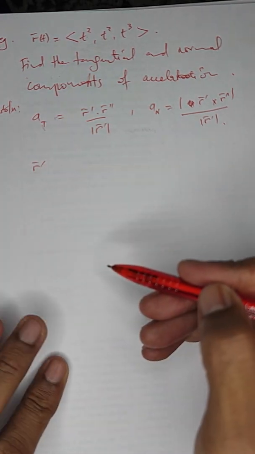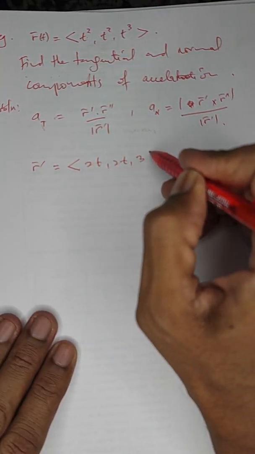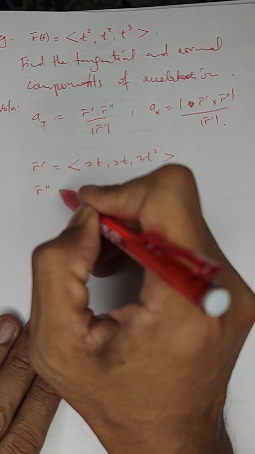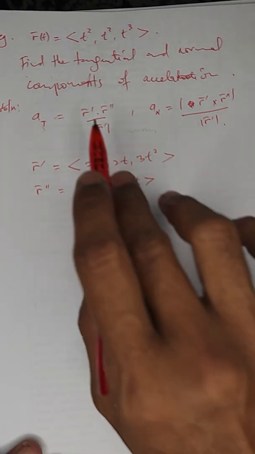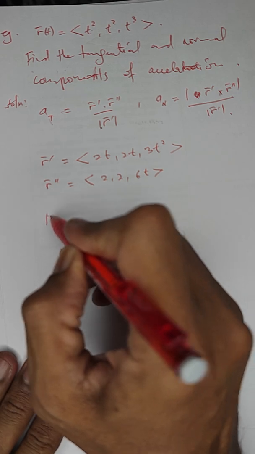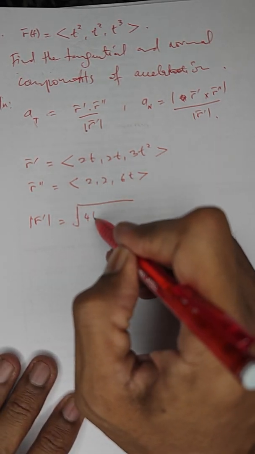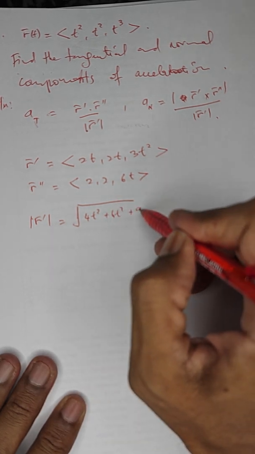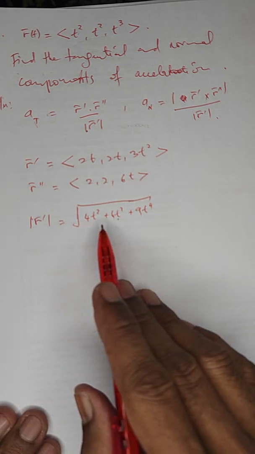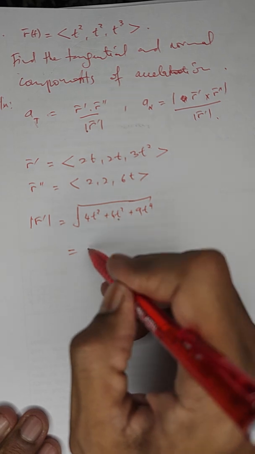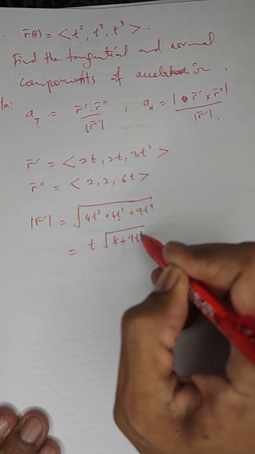We need to find r prime. Now r prime is given as 2t and 3t squared, and also we need r double prime. This is 2 and 6t, and what else do we need? The magnitude of r prime. So you can find the magnitude of r prime. This is the square root of 4t squared plus 4t squared plus 9t to the fourth, right? So you can write this as 8t squared, so t squared you can take out. So what is left is you have t times the square root of 8 plus 9t squared, right?